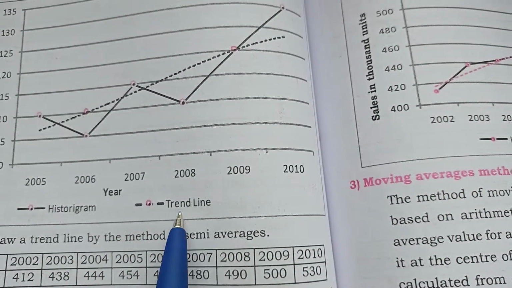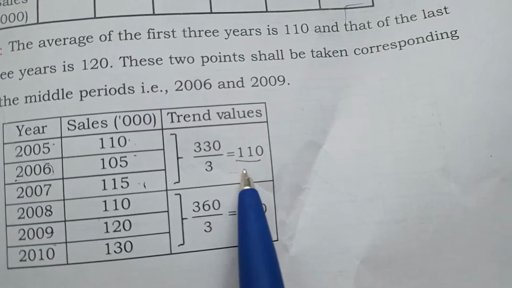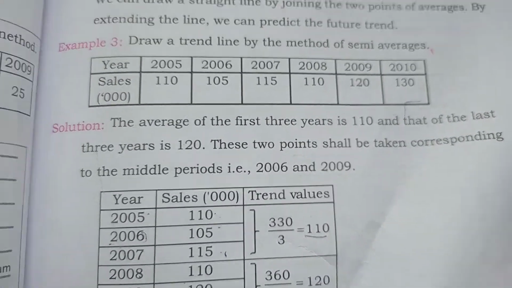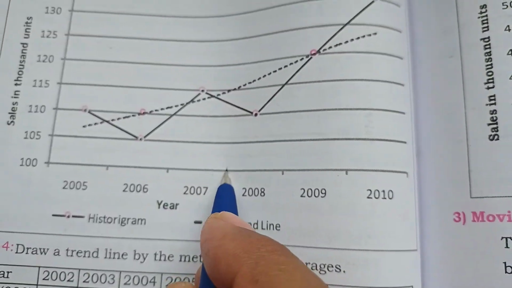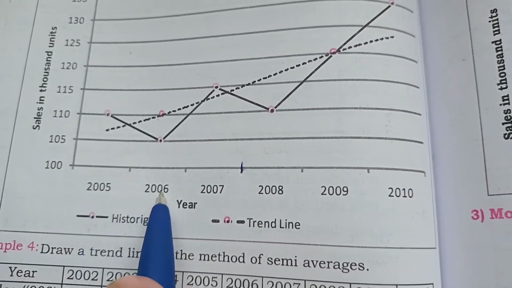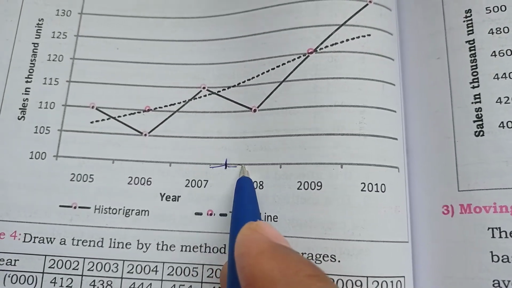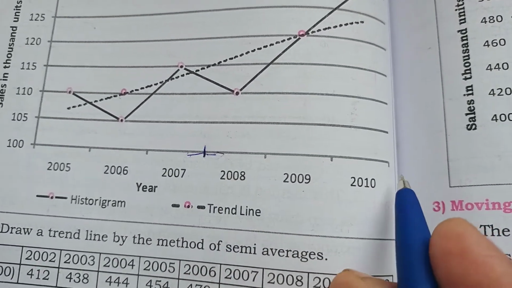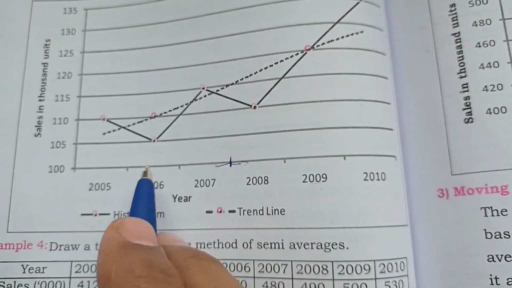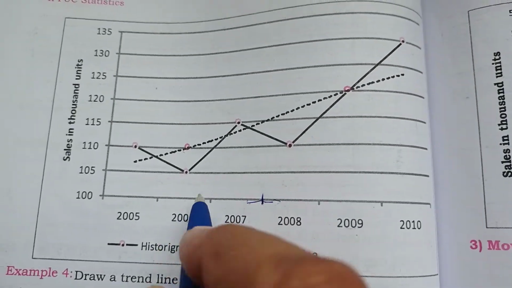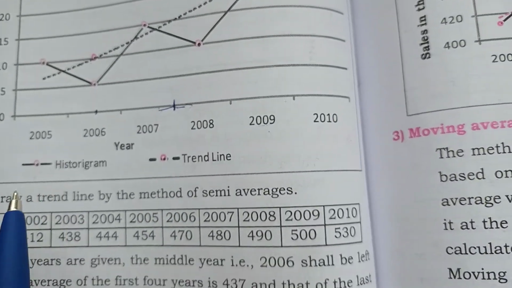This is the histogram. What have they asked? They have asked us to draw the trend line. What is the trend line value for the first 3 years? It is 110. Where will we get the 110? If I consider 2005, 2006 and 2007, this is one group, and the second one is 2008, 2009, 2010. What is the 3-year trend value? It is 110, in between. It is the trend value. Are you getting what I am saying?